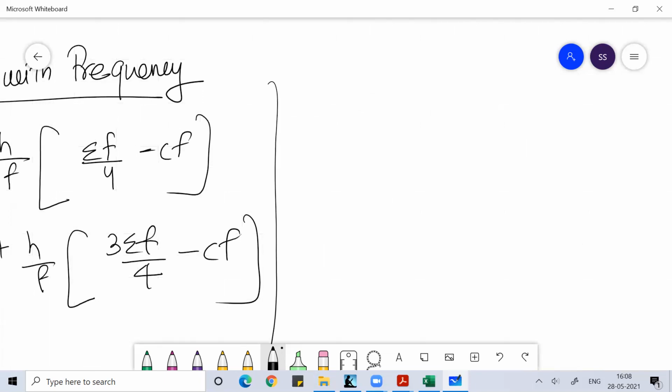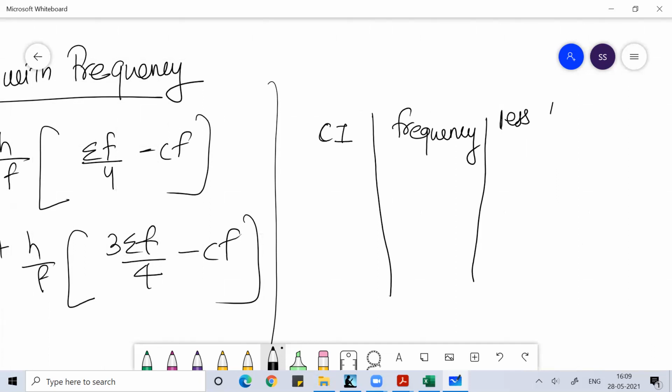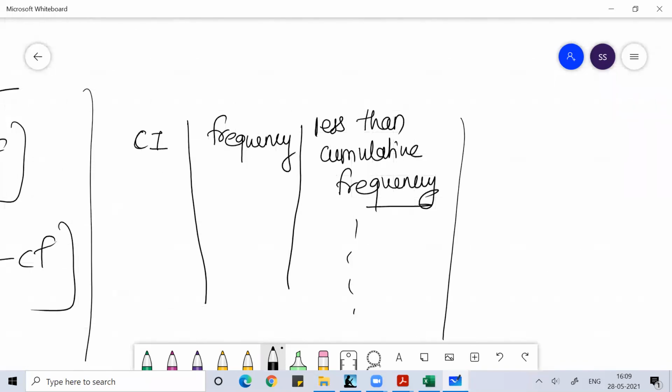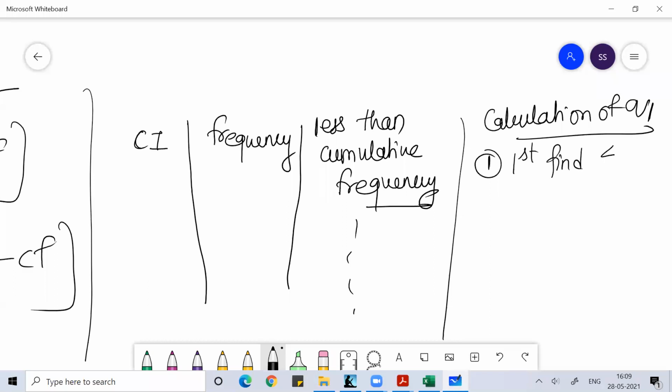We make sure that we have the data in class intervals, then we have the frequency, and then we write the less than cumulative frequency. How should we get the less than cumulative frequency? By simply adding frequencies. You remember, right? Less than cumulative frequency, more than cumulative frequency, I have already discussed a lot in my previous classes. Then for the calculation of quartile one, what I need is to first find sum of F by 4.